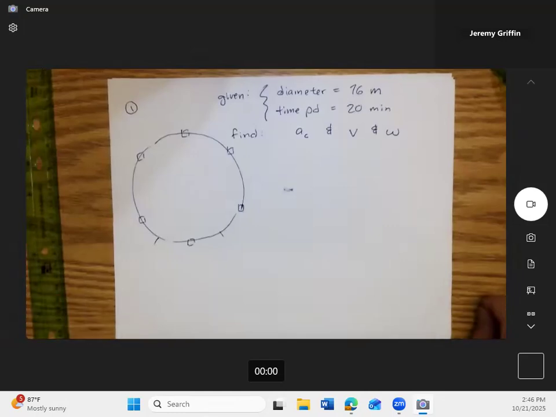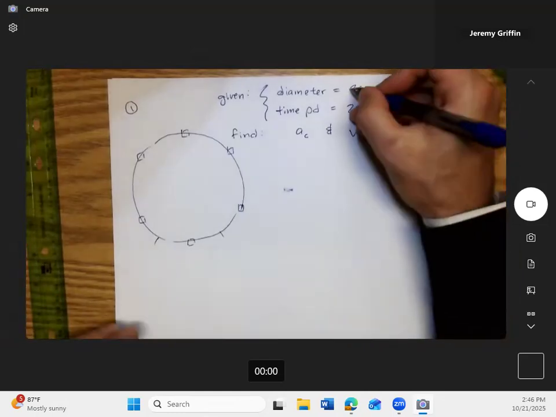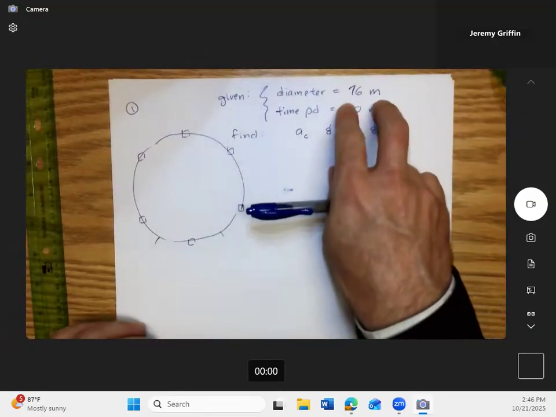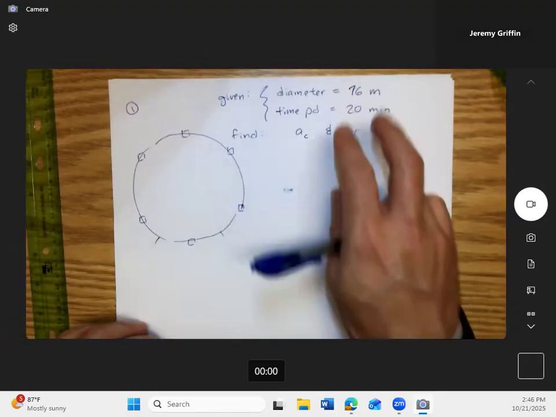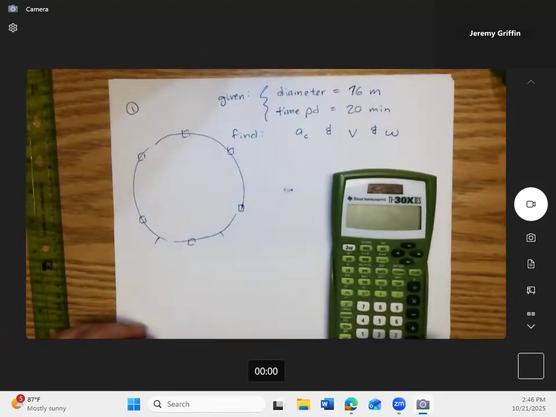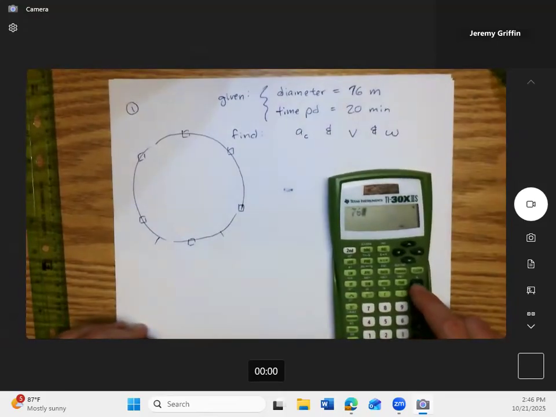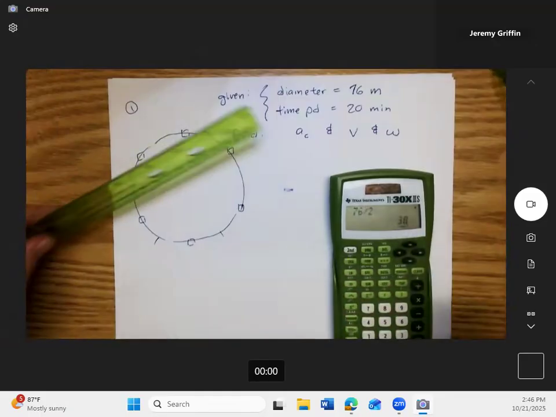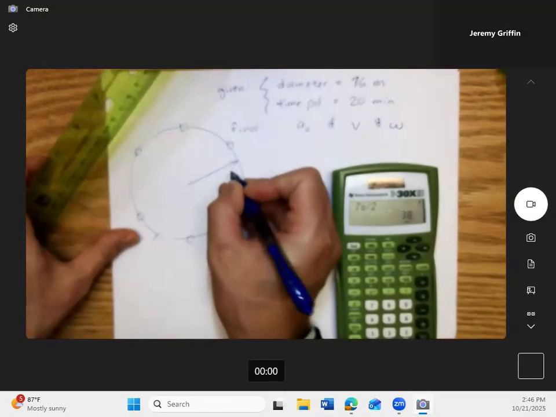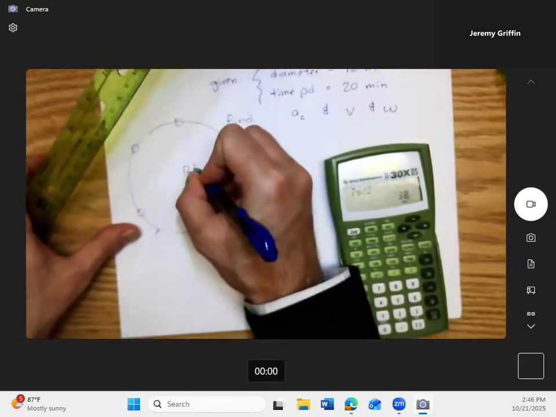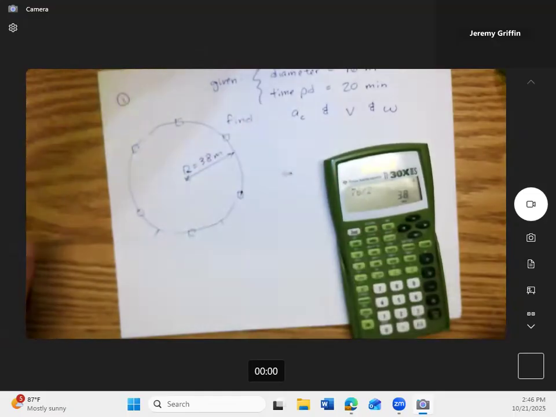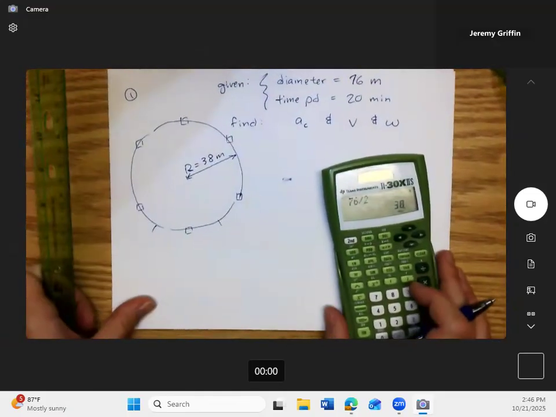All right. On all those equations that we've been working with, they don't really have anything in terms of diameter. I do have it in terms of radius. So guys, what would the radius of this wheel be? How do you go from diameter to radius? Divide by 2. Yeah. Okay, so 38 meters. Say this radius r equals 38 meters. Here's your radius right there. So that could be helpful.